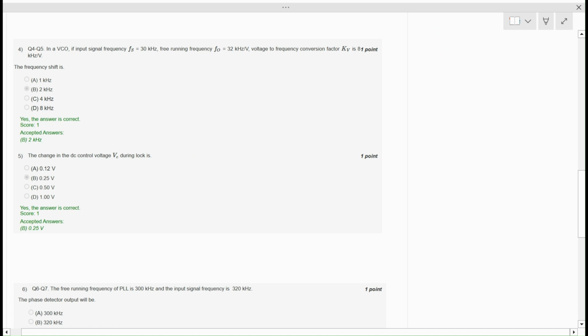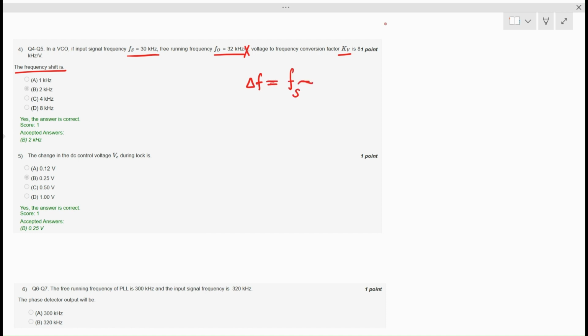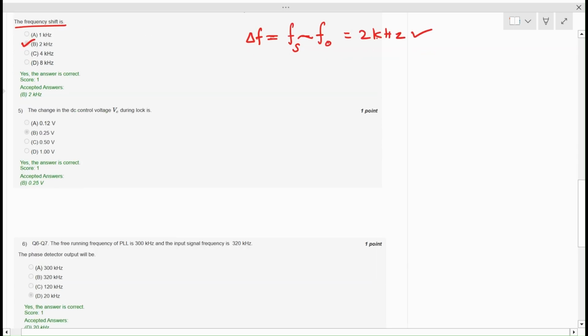The fourth question is, in a VCO, if the input frequency Fs equals 30 kilohertz and free running frequency F0 equals 32 kilohertz, there is no voltage here, and the voltage to frequency conversion factor of VCO is 8 kilohertz per volt. What is the frequency shift? The frequency shift is nothing but the difference between the incoming frequency and the free running frequency, 30 minus 32 or 32 minus 30, that is 2 kilohertz. That is the frequency shift. Option B.